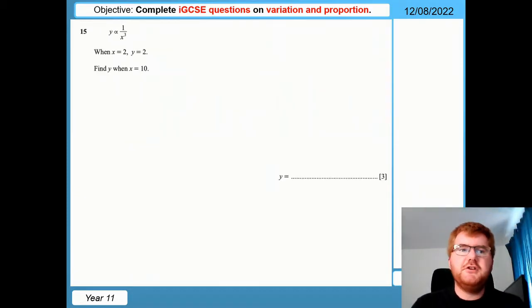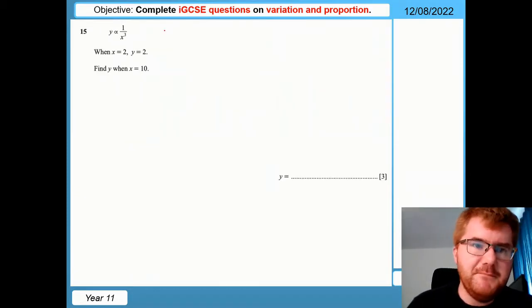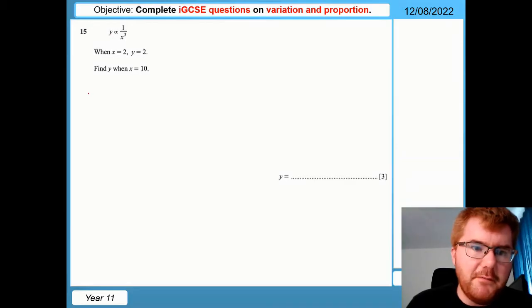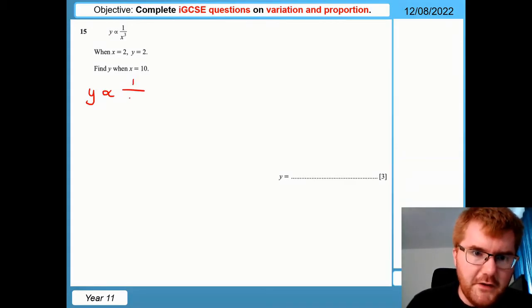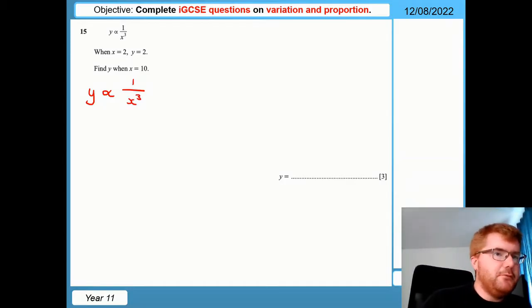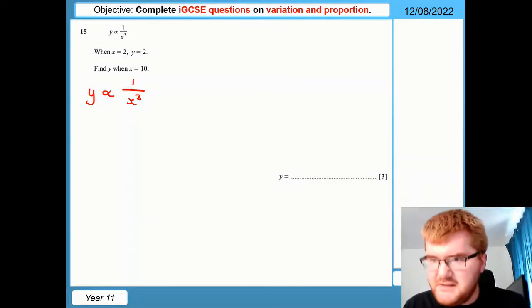Okay, on to our next question. So question 15 here, similar to one we saw right at the start, so we're getting lots of good practice in here. So first of all, we have our proportionality statement. Y is proportional to 1 over x cubed, or in other words, it's inversely proportional to x cubed. It's another way of expressing it.